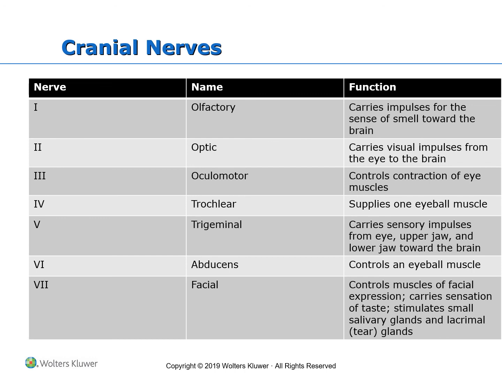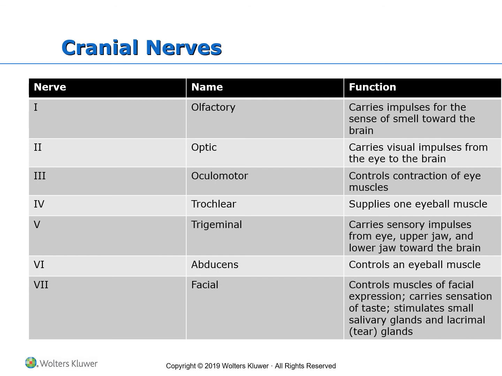Number 1, olfactory nerve, carries impulses related to smell from the nose to the brain. Number 2, the optic nerve, carries impulses from the retina to the brain. Number 3, oculomotor, controls contractions of the eye muscles.